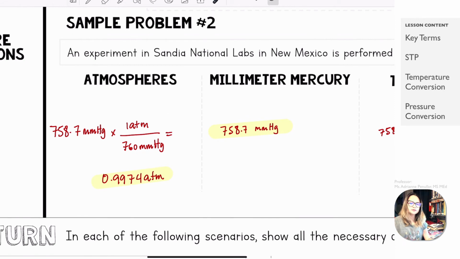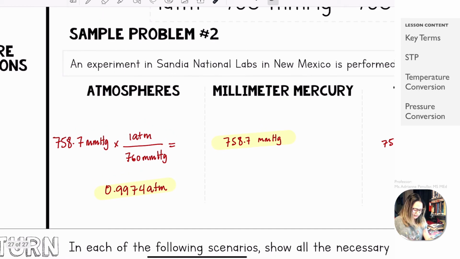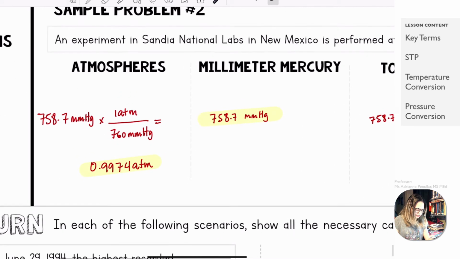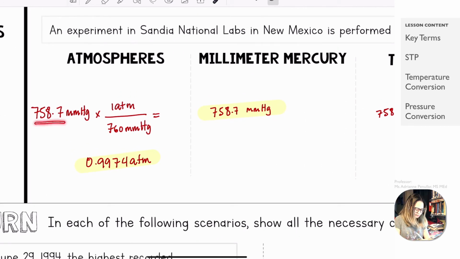So let's take a look at how I did this. I put in what I'm given at the beginning. You should always do this. Put what you're given in the beginning, and then look for a conversion. I want to cancel out the millimeters of mercury, so I'm going to have millimeters of mercury at the bottom, and the number attached to it is 760. I'm looking for atmospheres, so ATM goes on top, and 1 is the number attached to it. Essentially that's 758.7 times 1 divided by 760, and I will get 0.9974.